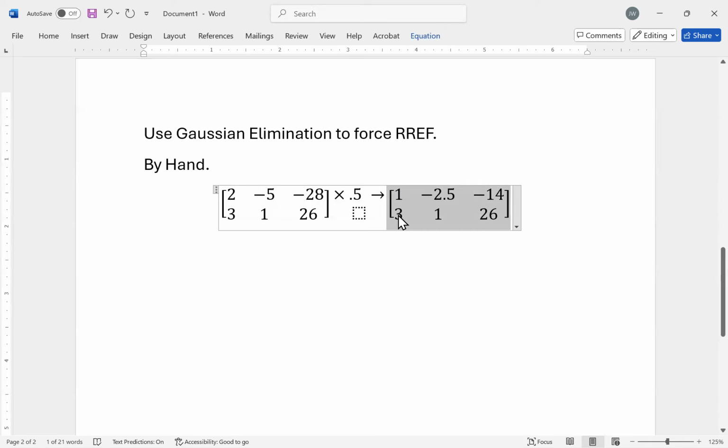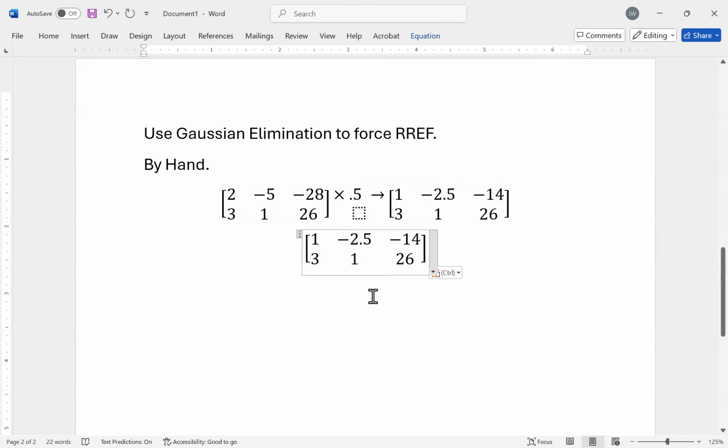Then I take the matrix I get, and I'm going to force a 0 to be underneath this initial pivot position. So I'm going to force a 0 to be in this 3 spot. The way I do that is by adding up 2 rows. I'm going to take the first row times negative 3 and then add it to the second row, and then replace that second row with the result.